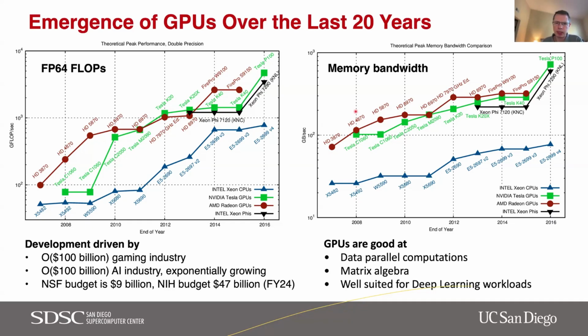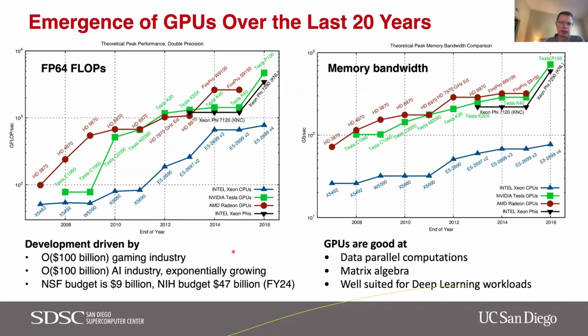And on the right, we see the memory bandwidth, so how quickly we can move data from RAM to the processor and back. And so the development of the GPUs has been driven by a lot of money in the gaming industry, and nowadays it's basically the AI industry that is pushing everything. So Nvidia has become, I think, the most valuable company in the world, at least according to the stock market valuations. And that has been fueled by AI investments.